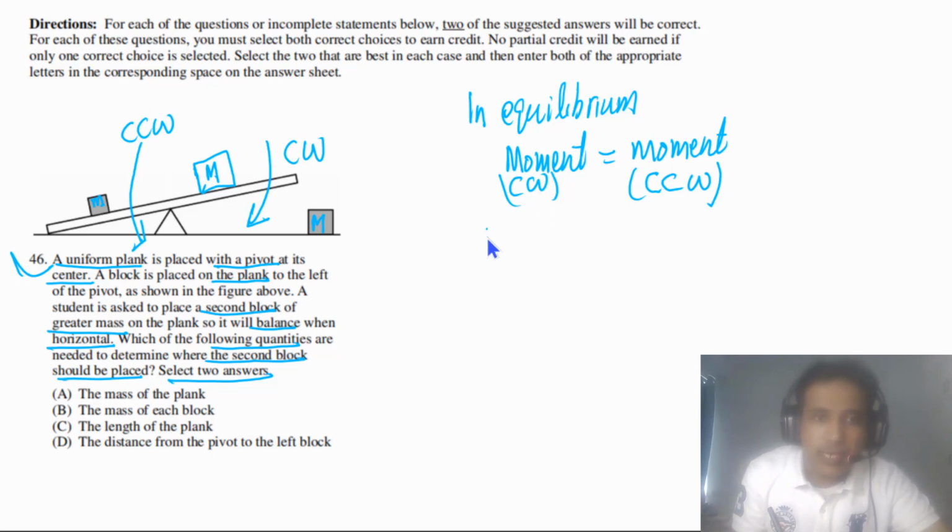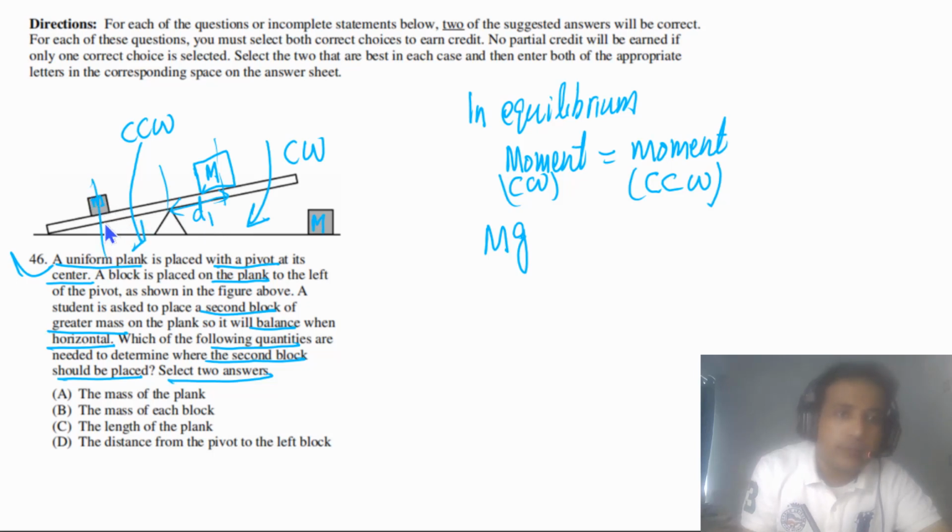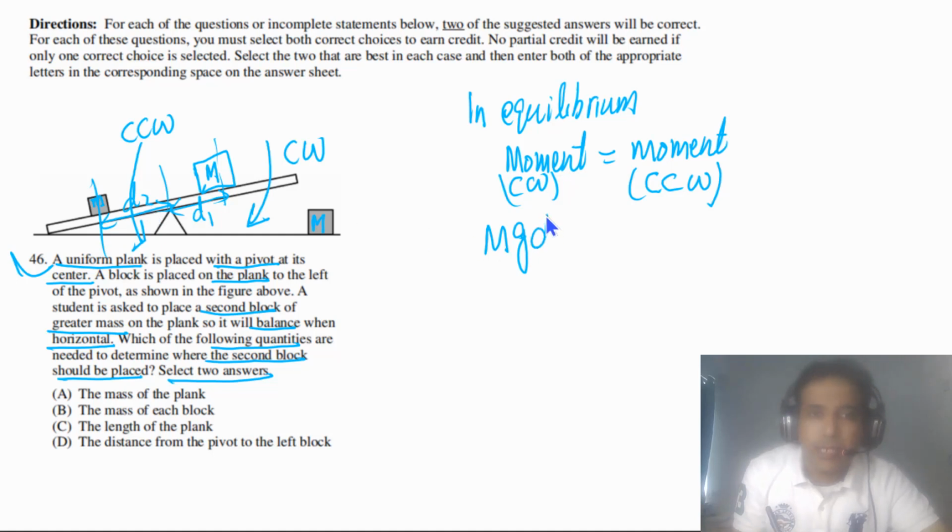For the clockwise moment we have capital M, g, and the distance from the pivot. We can say this distance is D1, and this distance from the pivot, let's say, is D2. So capital M g times D1 has to be equal to small m g times D2. In this case we have to consider two things. So g will be cancelled.